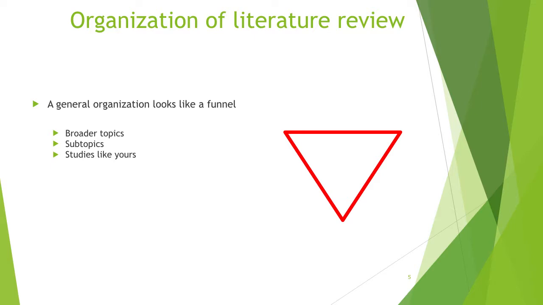The literature review is going to typically be like a funnel. It's going to look at the broader picture first, then it's going to go down and look at more details by breaking things down into subtopics, and then it's going to go down into studies that are more similar to the study you're doing. You should be able to find studies that are in some way similar to what you've done, but not the same study as you're going to do.